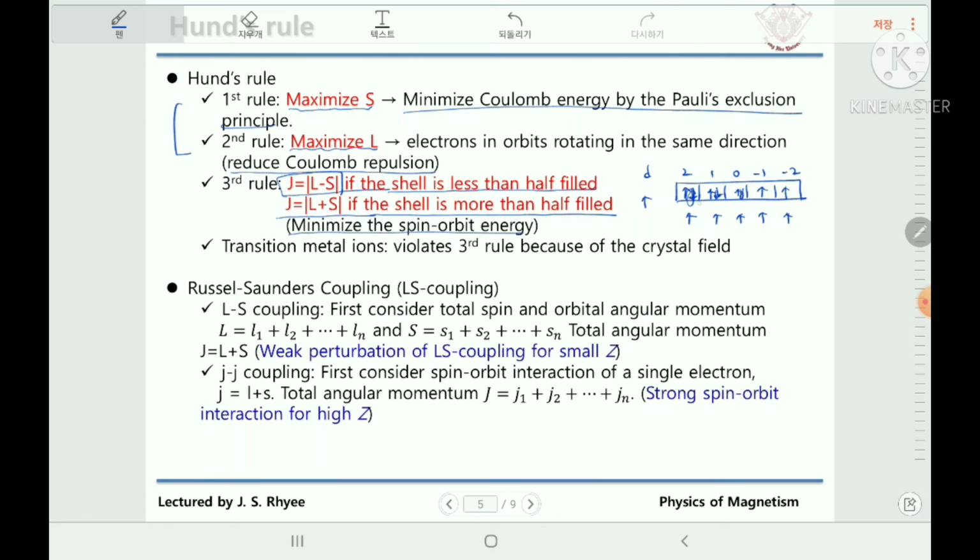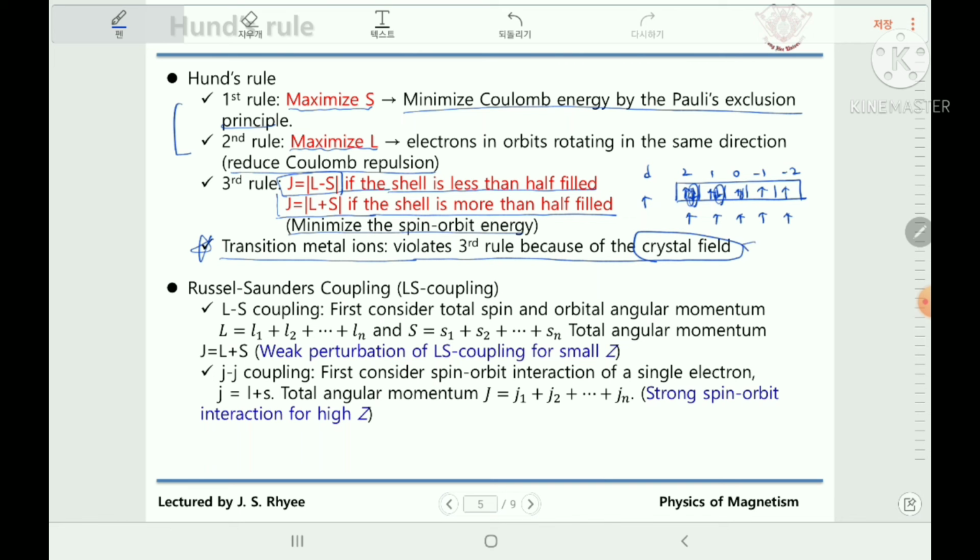And also here, a different direction should be considered for the angular momentum, and the angular momentum direction in this case is a different direction, and anyway it is parallel with the spin. Therefore, it minimizes the spin-orbit energy. And anyway, the important thing is that transition metal ions do not follow the Hund rule and violate the third rule because of the crystal field.